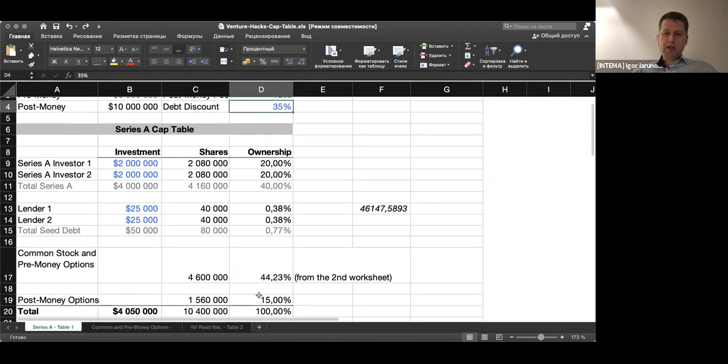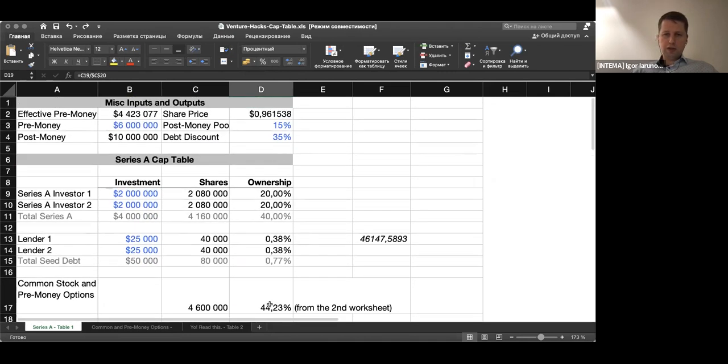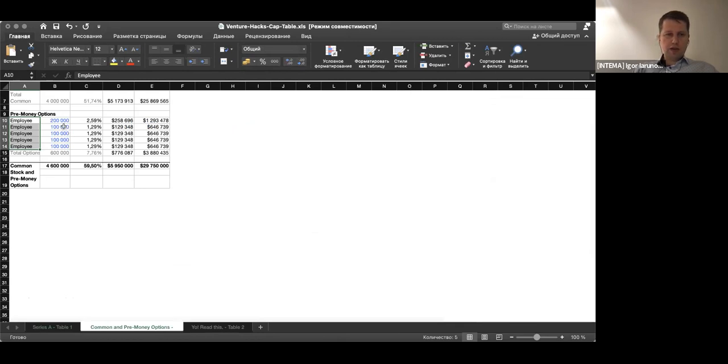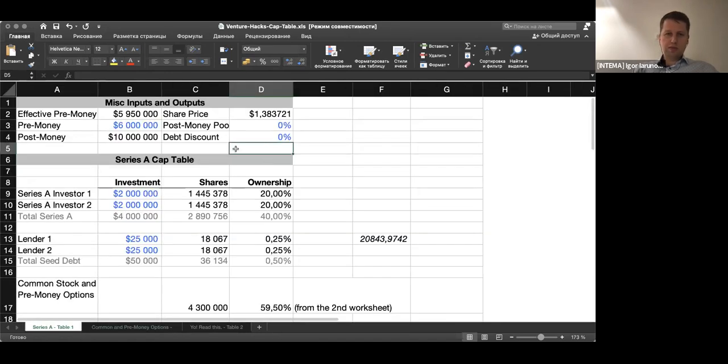So the idea here: not give strange options to strange people, not give a big debt discount, and don't give too many options to your employees. It looks better. 5.95 looks better than 4.4. That's it.